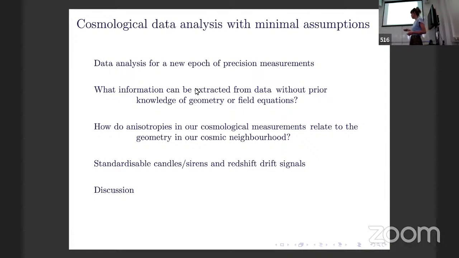And in relation to this, I will discuss how anisotropies in our cosmological measurements are expected to relate to the lumpiness in geometry that is present in our cosmic vicinity. And in terms of observables that probe such anisotropies, I will talk about standardizable objects and redshift signals, and I will discuss things in the end.